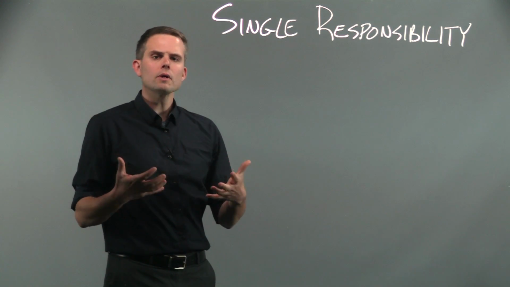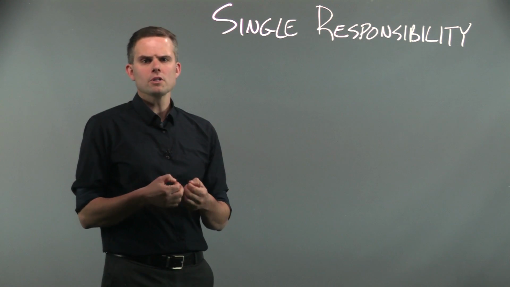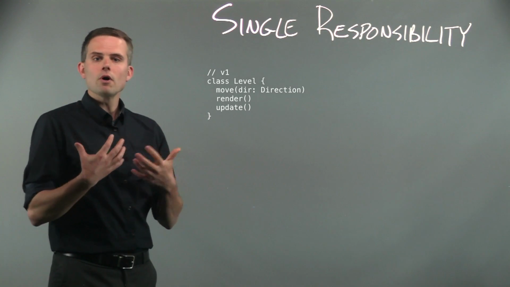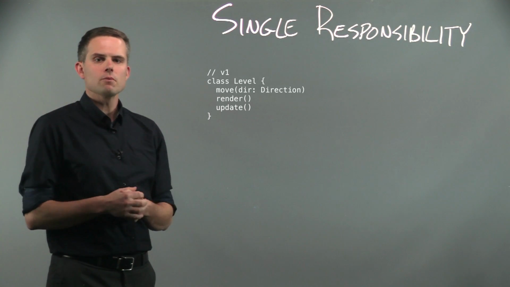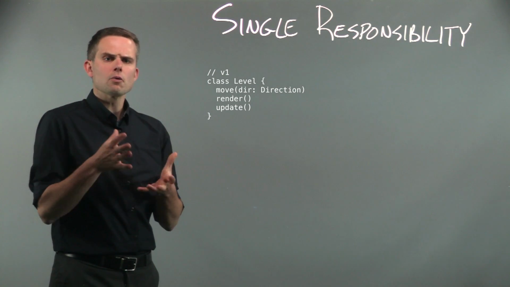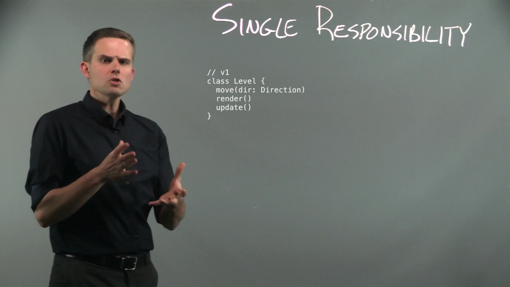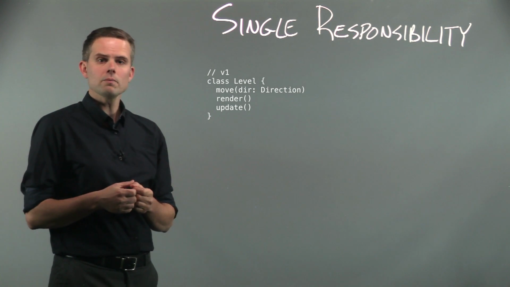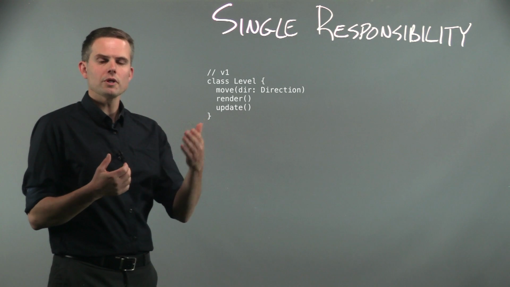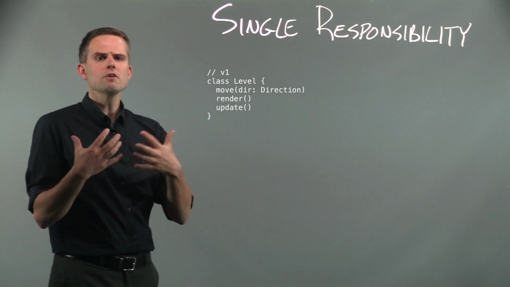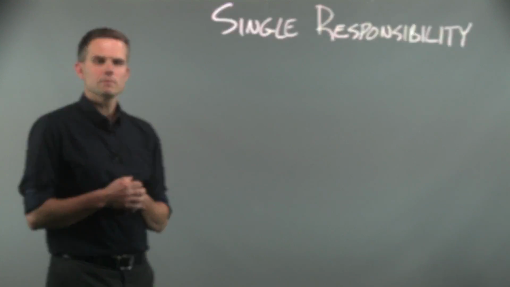So let's take a concrete look at the single responsibility principle as it applies to Mario. So let's think about how Mario would evolve if we started to write the game from scratch. Now, the Level class seems like a great place to begin. Right, so Level, if we recall, has the ability to move Mario. It has the ability to update, to control the game loop, and the ability to render the scene. These were the first 3 features that Level had.